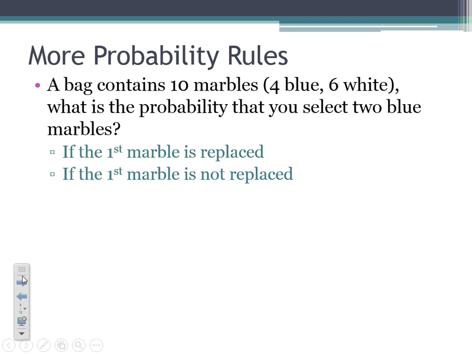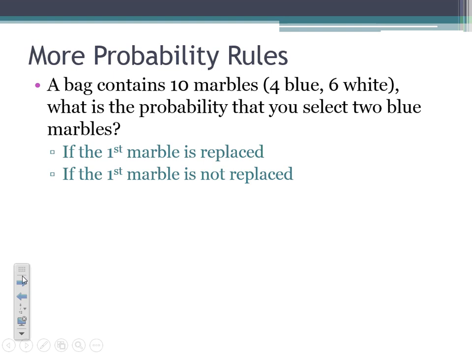Well, if I replace the marble back in the bag, that means these events are independent. The probability of the second draw is not impacted in any way by what happens with the first marble if it is replaced. However, if we do not replace the marble, then the second probability becomes dependent on what happens in the first. So let's think through how this affects our calculation. We want to select 2 blue marbles. That means the first marble is blue and the second marble is blue. That's how we get the word and in there, the intersect.